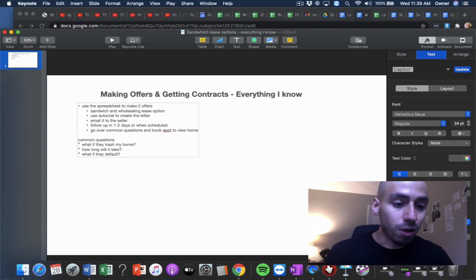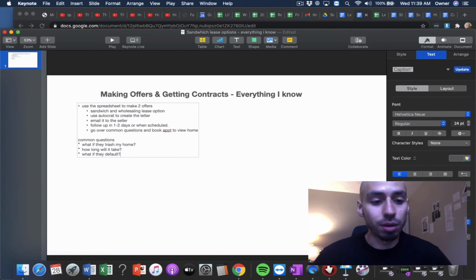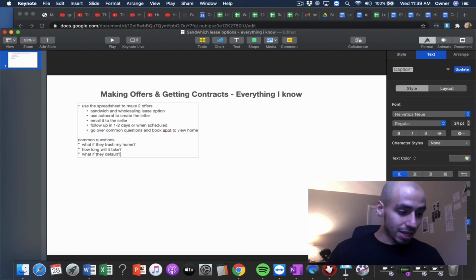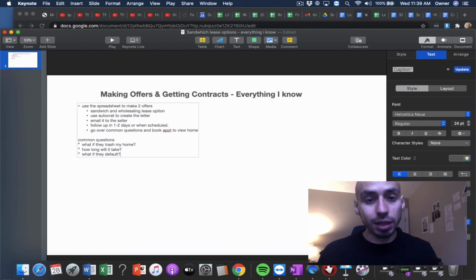And then what if they default? Basically, what if they move out? What if they trash my home, or what if they don't pay me, right? What if they don't qualify within the time frame? I usually tell them they have 3 different options. The first one is they can call me. If it's a wholesale and lease option, they call me, and we do it again, collect another non-refundable option deposit and split that with them, and find someone who qualifies maybe in a short amount of time at that point.